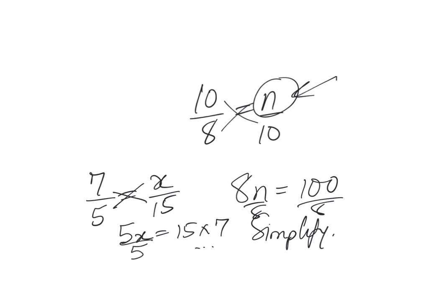But you will just divide this by 5. And the 5 goes into 15 3 times. 3 times 7 is 21. So we would get a 21 in for that x. That is how we'll deal with that proportion.